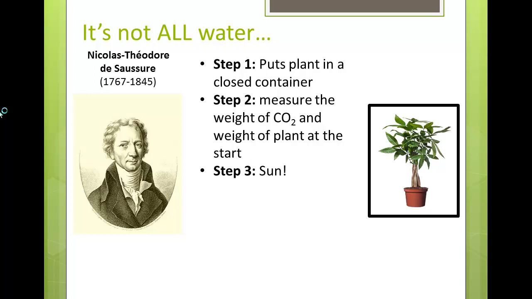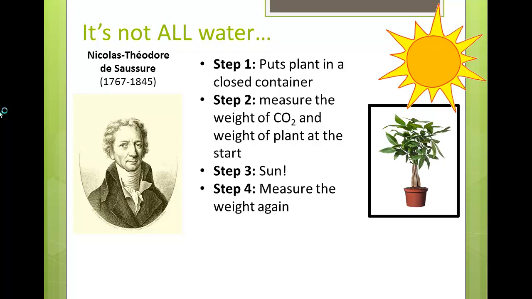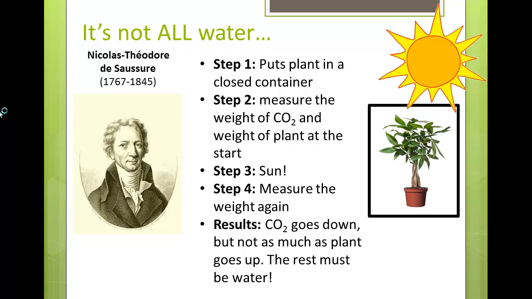Now, since we already knew from Ingenhousz that you needed sun, he put it in the sun. And after it had been sitting in the sun a while, he measured the weight of the plant and the carbon dioxide. And he discovered that the amount of carbon dioxide went down and the mass of the plant went up, but the mass of the plant went up more than the amount of carbon dioxide went down. So he concluded that the carbon dioxide must be adding to the plant's mass, and then the rest of the addition of mass must be from water. So he discovered that it wasn't just water, it was also carbon dioxide that plants took in and that gave them mass. So it was a combination of the two.